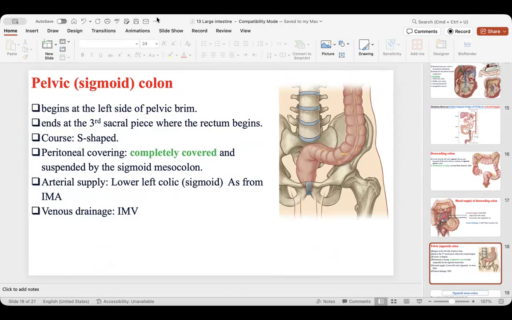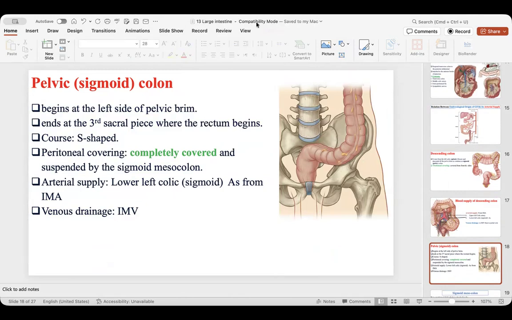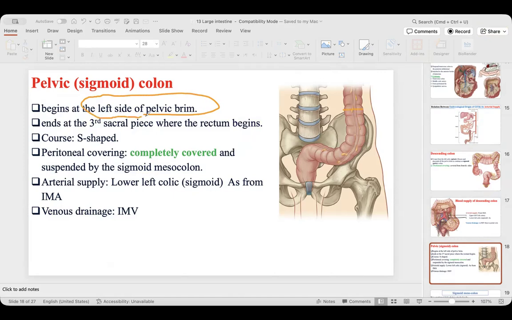Sigmoid colon. What is the beginning and the termination of sigmoid colon? Sigmoid colon starts at the left pelvic brim, as a continuation of the descending colon, and continues or terminates to become the rectum at sacral vertebra number 3. Very important. So starting at the left pelvic brim, continuation of the descending colon. This is the beginning of the sigmoid colon.